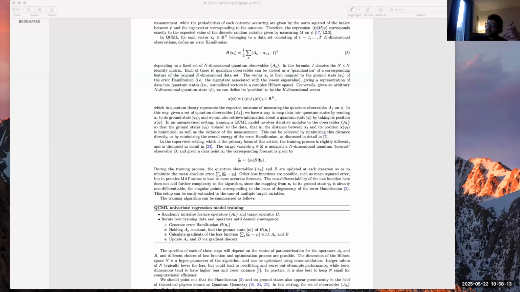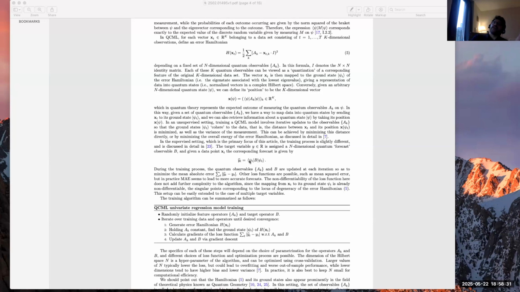And here, in this quantum description, if you want to know what the prediction of the model is, you take the expectation value of the target value operator, which is B, with respect to the quantum state that represents the data point that you're interested in. So this quantum state will represent the test point. It's like a latent representation of the test point.